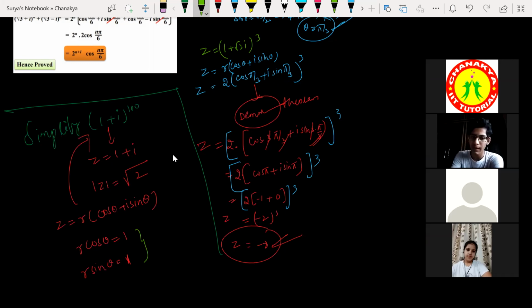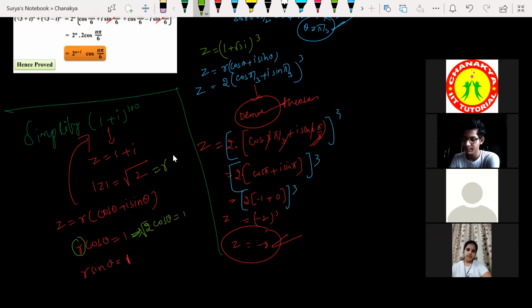What is going to be my theta, guys? So pi by 2? How pi by 2? Tell me. Use your common sense. Look at this here. What am I going to get here? R value is what here? This is going to be R, right? Modulus of Z. So R is going to be root 2.